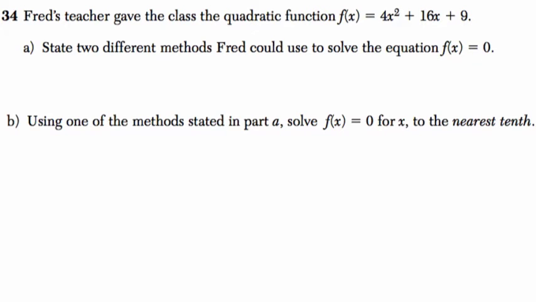It says, Fred's teacher gave the class the quadratic function f of x equals 4x squared plus 16x plus 9. State two different methods Fred could use to solve the equation f of x equals 0. Now, first of all, if you remember, f of x is the height. It's the output. And they want to know when the height, or the output, is 0. That's what we're looking for.